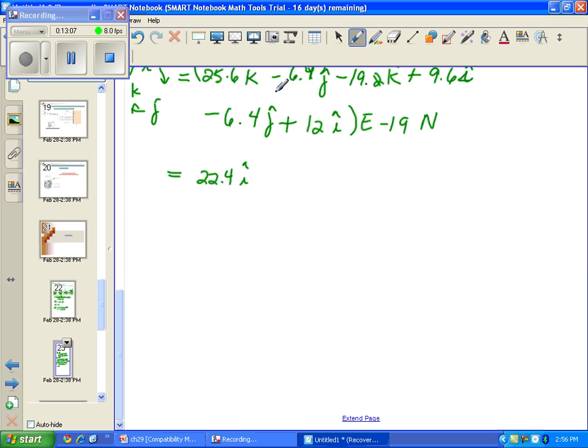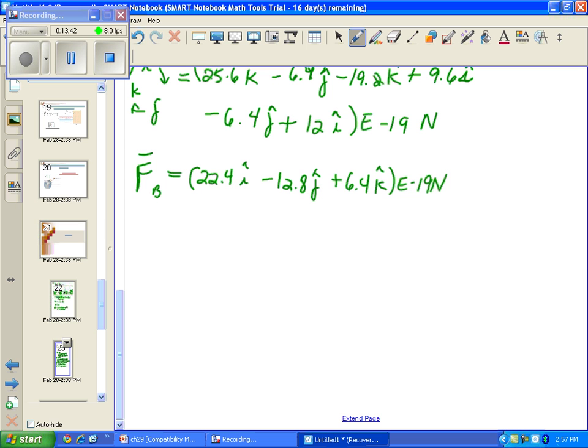Negative 6.4 j hat minus negative 6.4 j hat gives us minus 12.8 j hat. And then we have 25.6 k hat minus 19.2 k hat gives us a plus 6.4 k hat. And again, e to the minus 19. Now, all we've obtained is FB.